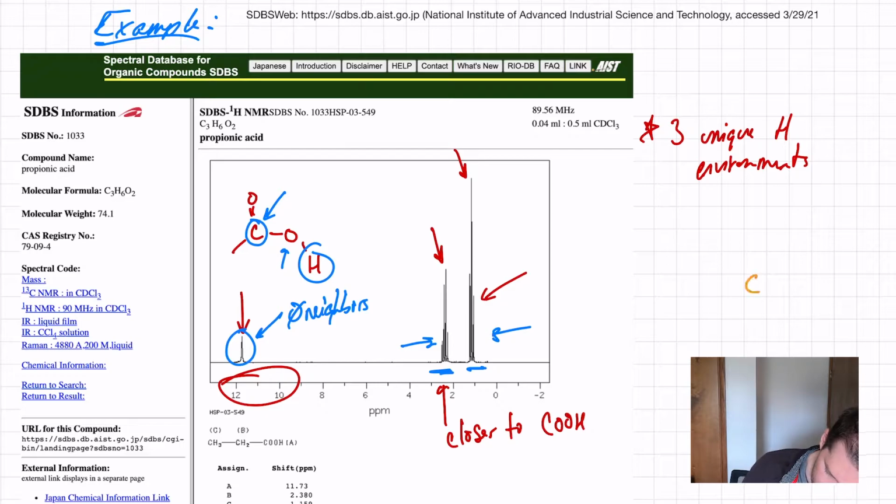So here I already have a COOH. And now I know I have another C at least, because I have at least 2 more environments. So maybe there's something in between these. We'll have to look at that.